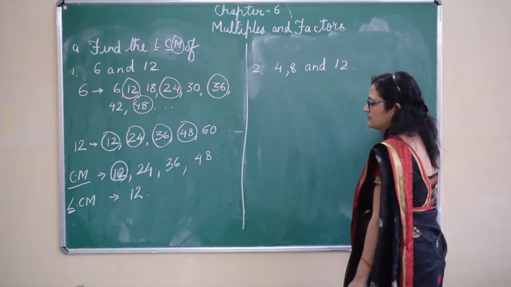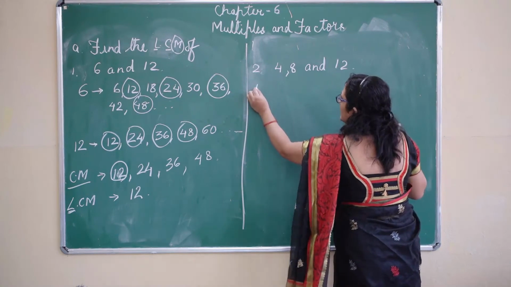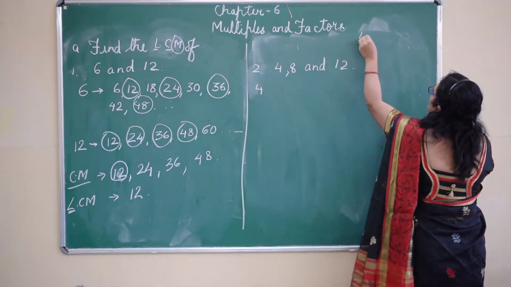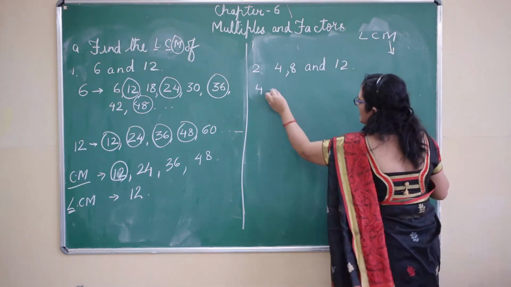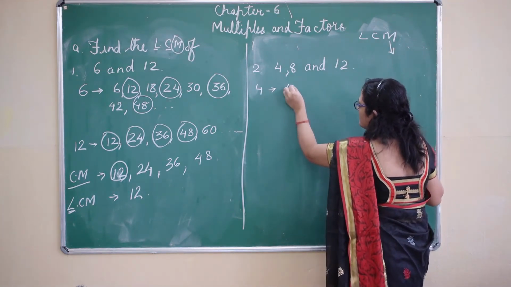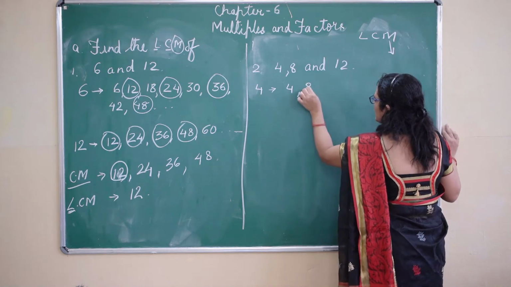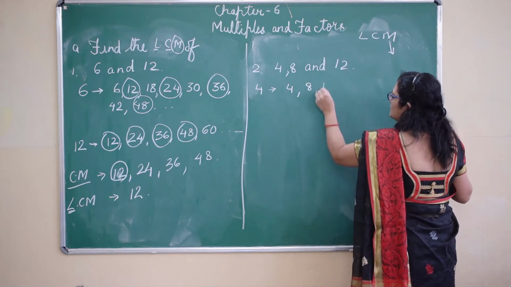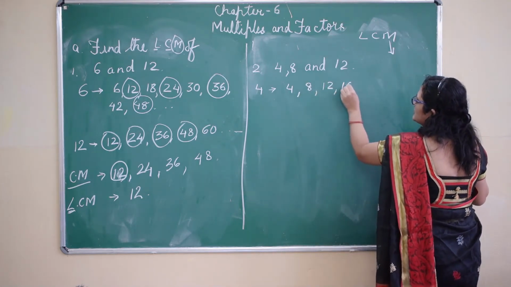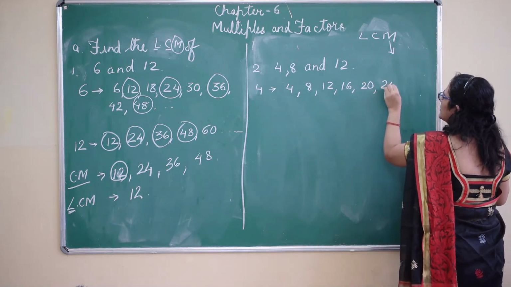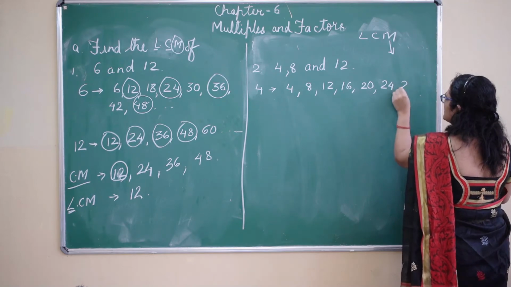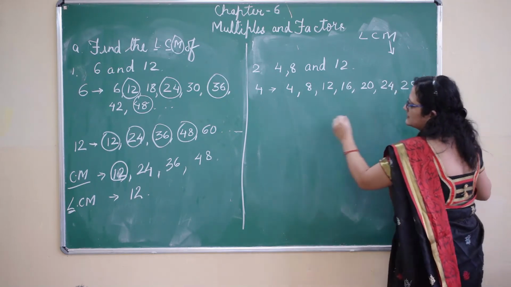Okay, second question we will do again. LCM we have to find. First we will write the multiples. Multiples means the table of 4: 4 ones are 4, 4 twos are 8, 4 threes are 12, 4 fours are 16, 4 fives are 20, 4 sixes are 24, 4 sevens are 28, like this.